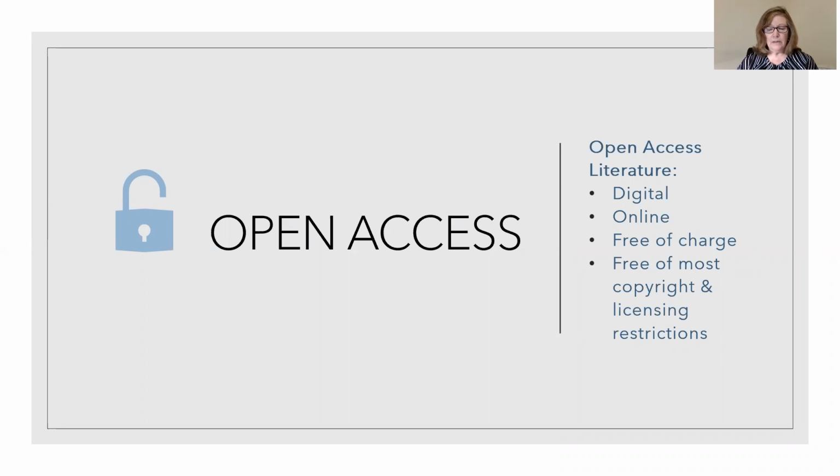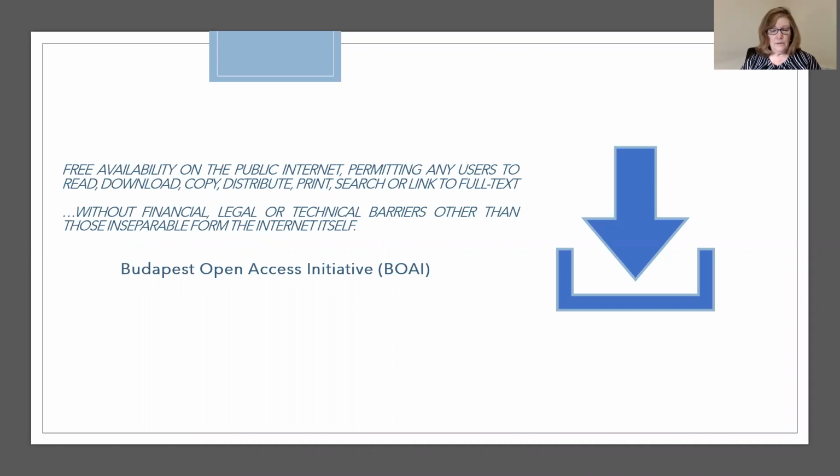Scholar and open access advocate Peter Suber defines open access as literature that is digital, online, free of charge, and free of most copyright and licensing restrictions. Another widely used explanation of open access comes from the Budapest Open Access Initiative, which describes open access as the freedom of users to read, download, copy, distribute, print, search, or link to the full texts of articles, crawl them for indexing, pass them as data to software, or use them for any other lawful purpose without financial, legal, or technical barriers other than those inseparable from gaining access to the internet itself.